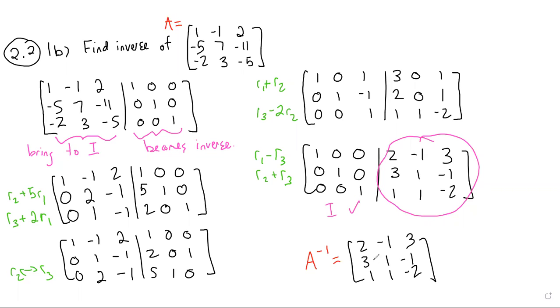If you do want to check, you can just go back and multiply this by A in either order, and you should end up with the identity. The nice thing is that if you aren't getting the identity, a lot of times you can use that to go back and see where your work went off a little bit. So it is a nice feature. With linear algebra, a lot of your work is checkable.